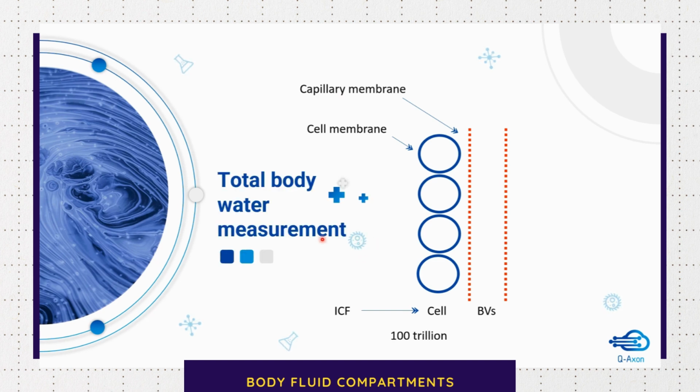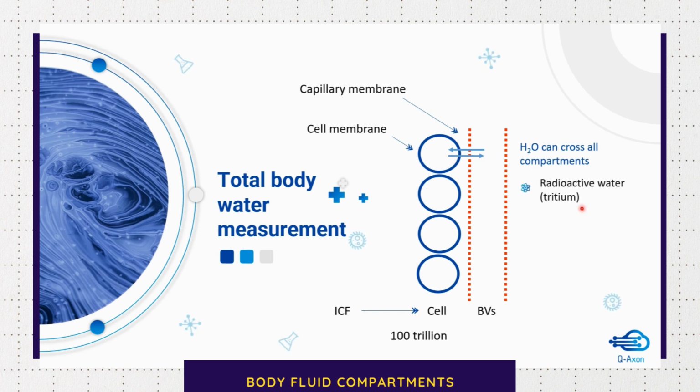So which substance can be used for the measurement of total body water? Basically, we want a substance which goes freely into various compartments. So we have said that water can cross all the compartments. So if it is injected, it can cross all the compartments, that is, it will be in the blood vessels, in the interstitial space as well as in the intracellular fluid.